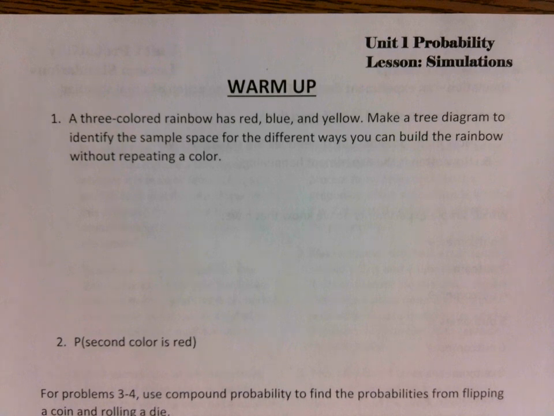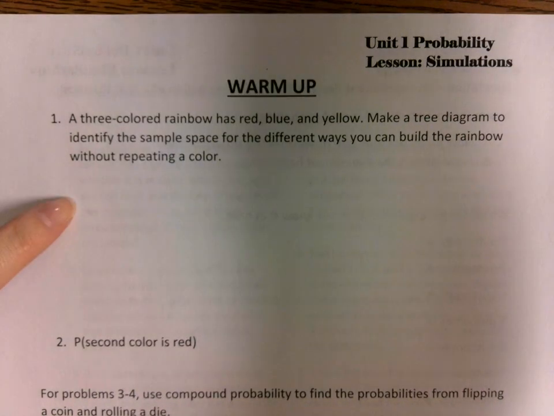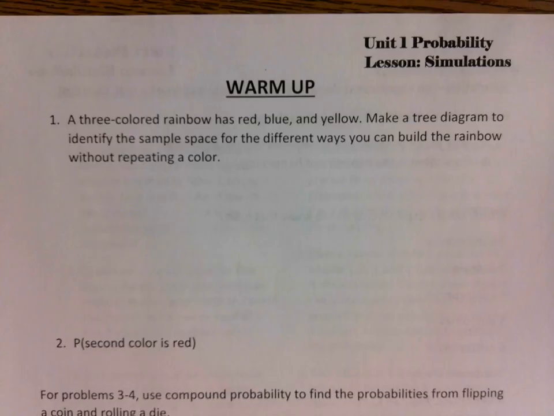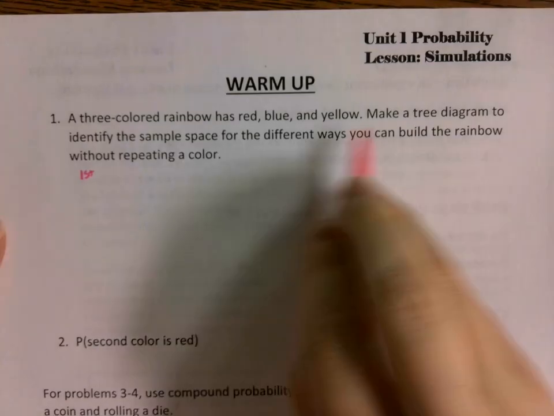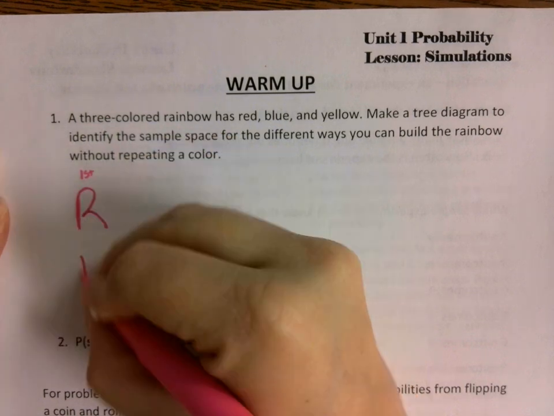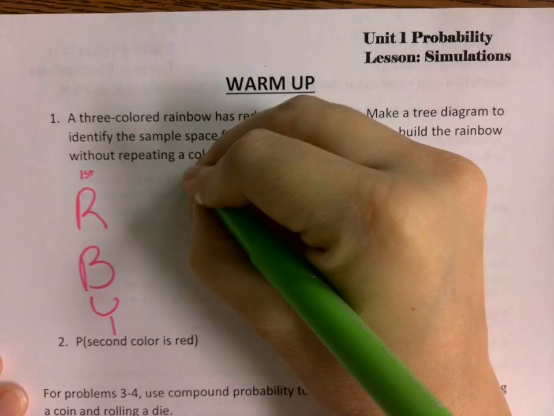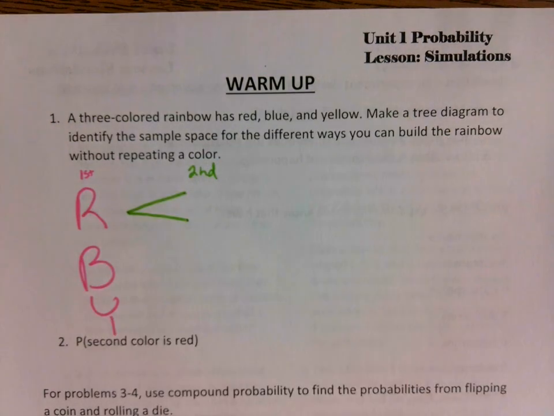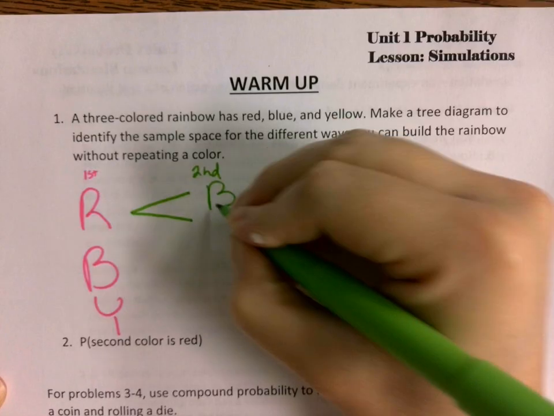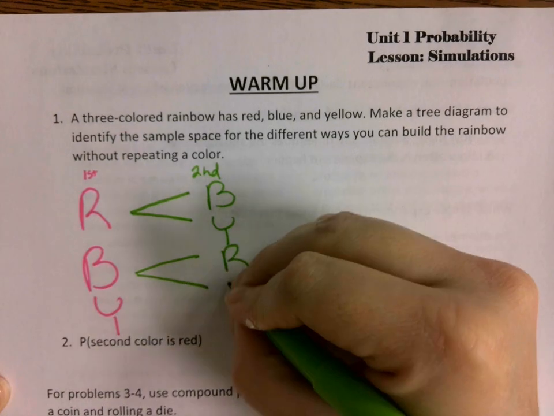Okay? So the very first possibility, our very first choice of colors has all three available. We could have red, we could have blue, we could have yellow. By the time we get to our second option, if we chose red, we only have what left? Blue and yellow. If we chose blue, we only have what two options left? Red and yellow. And if we chose yellow, we only have red and blue.